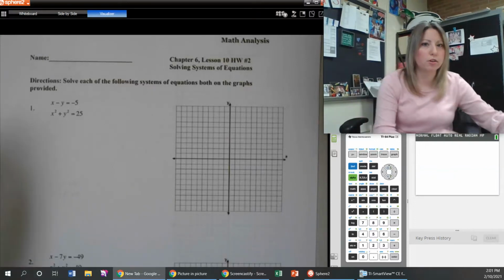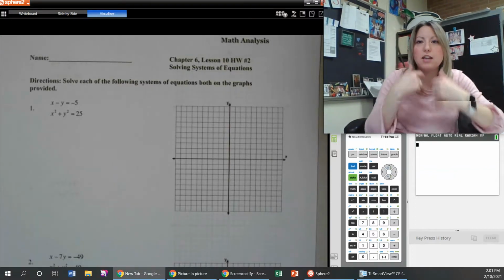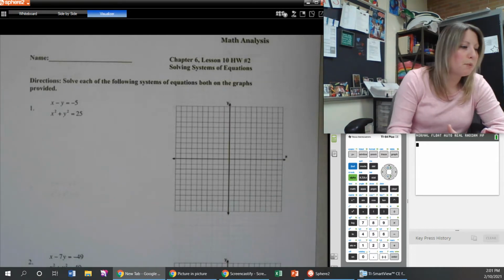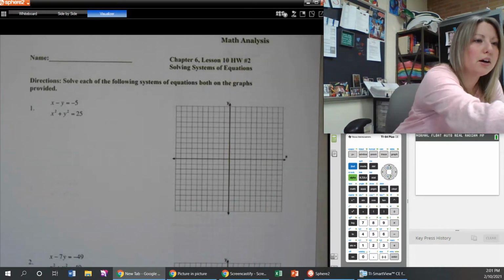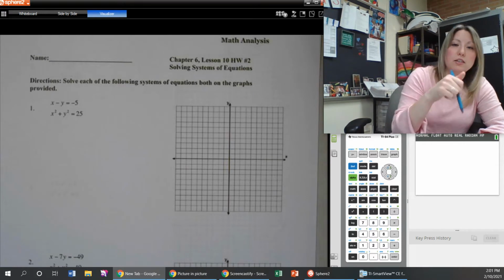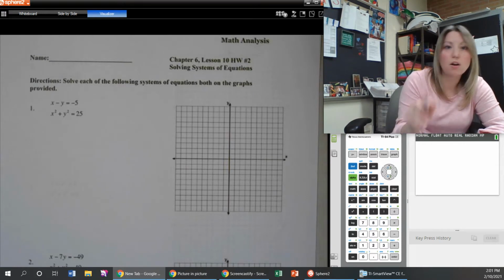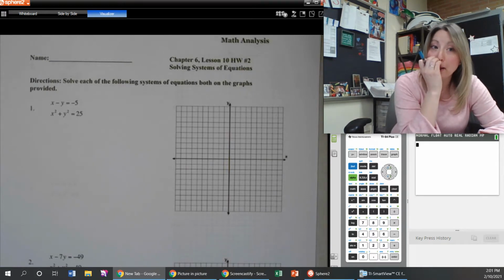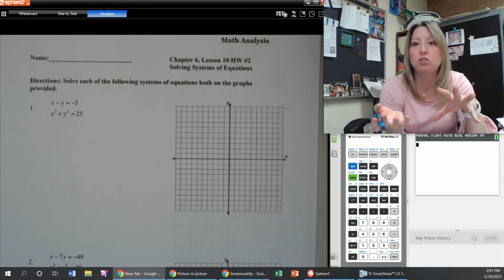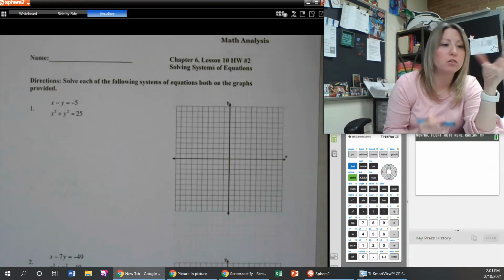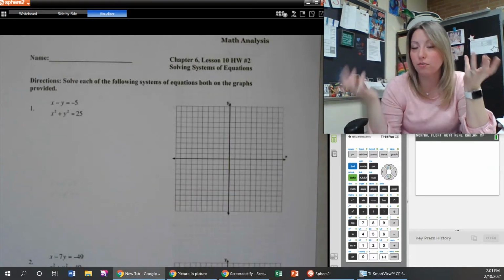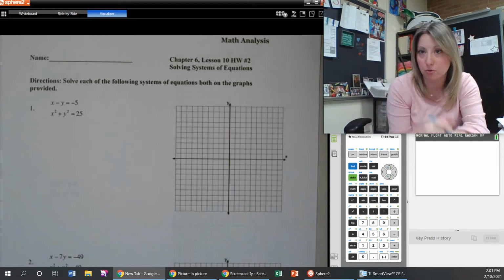Welcome to your Chapter 6, Lesson 10 and 11 review. I'm just going to go through a problem on each of the Lesson 10 homework number 2 and the Lesson 11 homework number 2, just to get you ramped back into all of the solving graphically and solving algebraically that we have to remember.